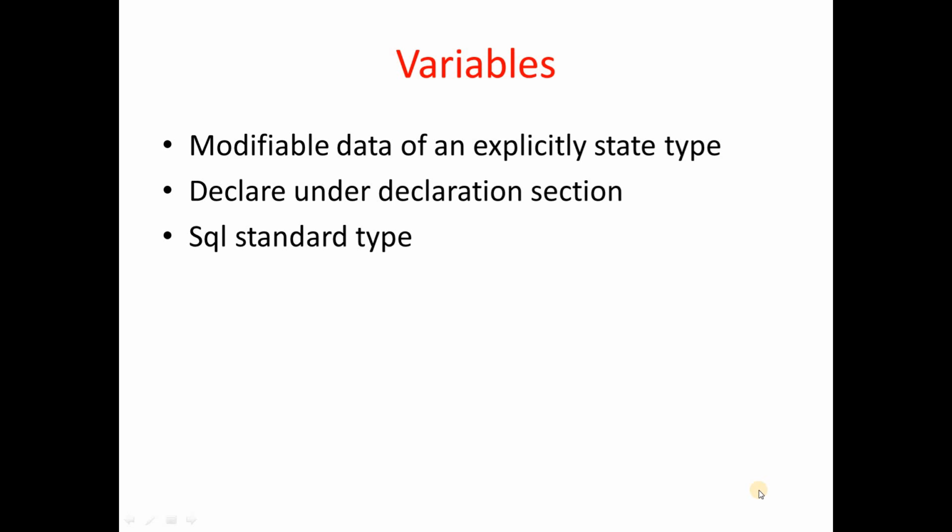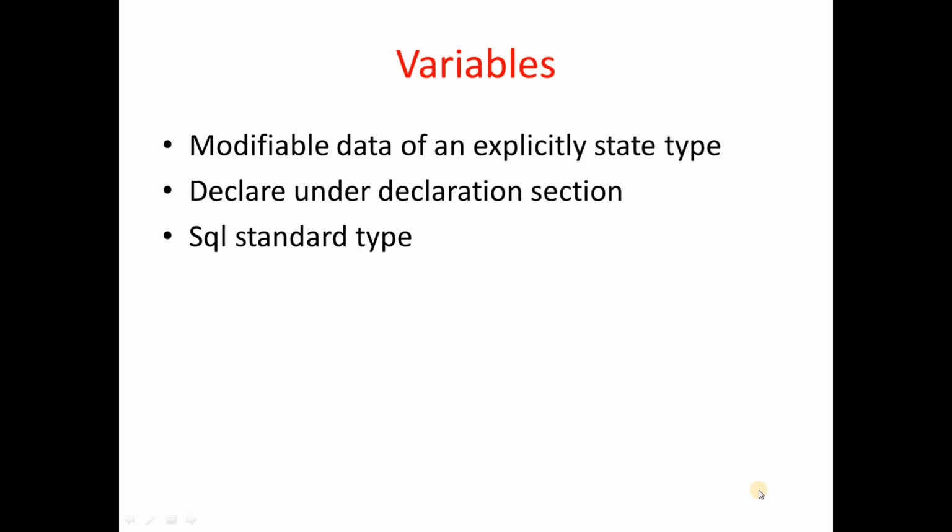Variables hold some modifiable values. Modifiable data is stored in a particular location, and that is known as a variable. Those variables are explicitly stated type. What is meant by explicitly stated type? We have to compulsorily mention the data type of that variable. It is known as explicitly stated type.